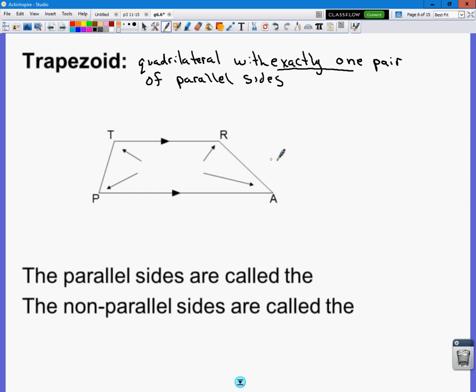So if you take a look at our figure, segment TR is parallel to segment PA. TP is not parallel to RA, so TRAP is a trapezoid. The parallel sides are called the bases. The non-parallel sides are called the legs.